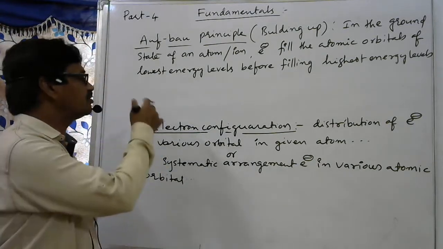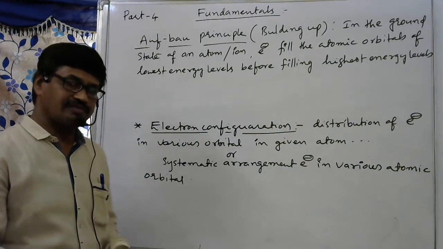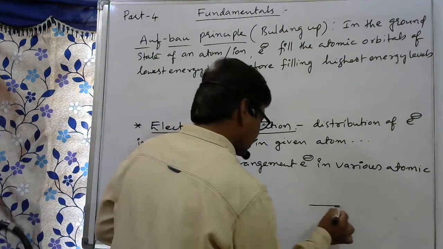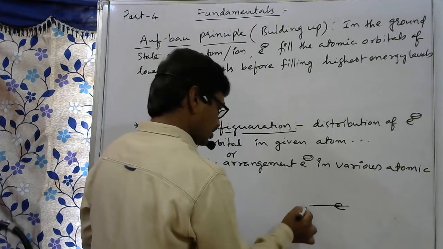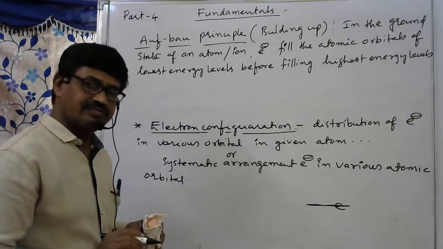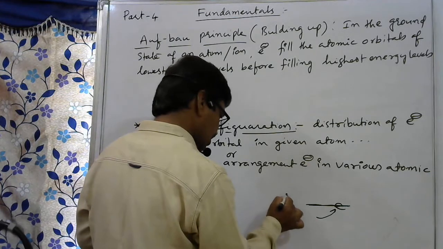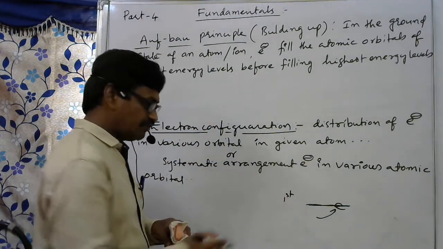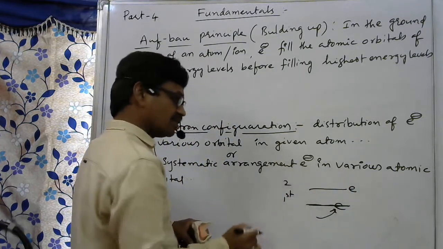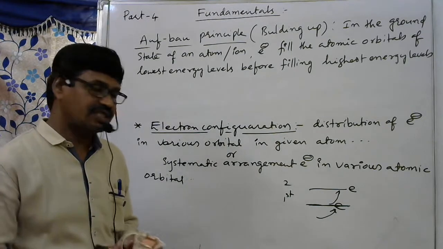What is the meaning of this? Ground state means the direct state, not a high energy level. The energy of that atom before providing energy is nothing but the ground state. For example, here one electron is present in a particular shell, which is the ground state. This is the first shell. If you give energy to this, it may move to the second energy level. That is nothing but the excited state, or high energy level.